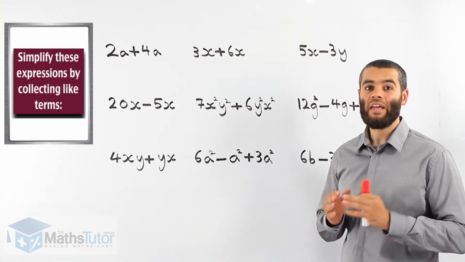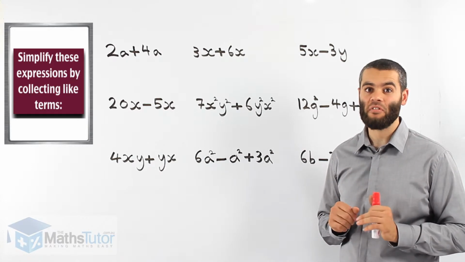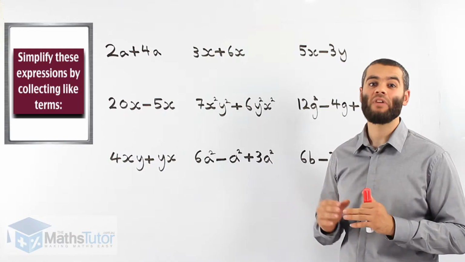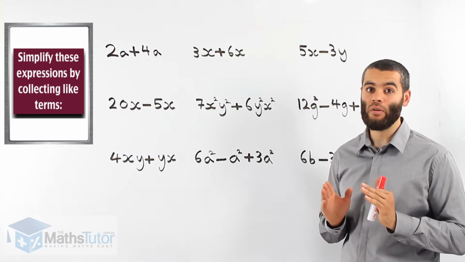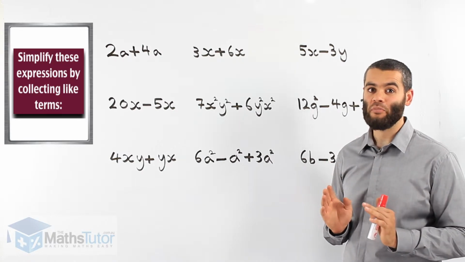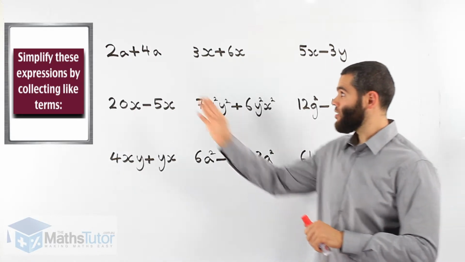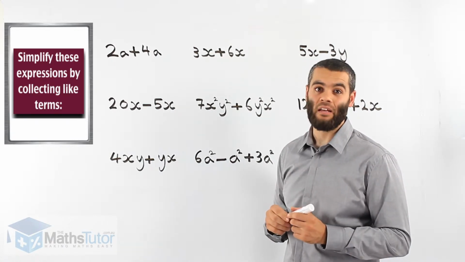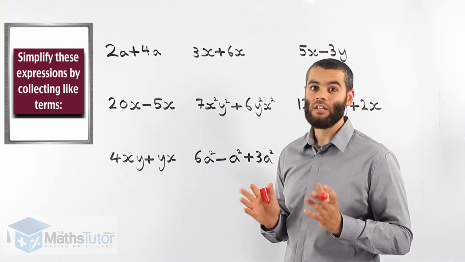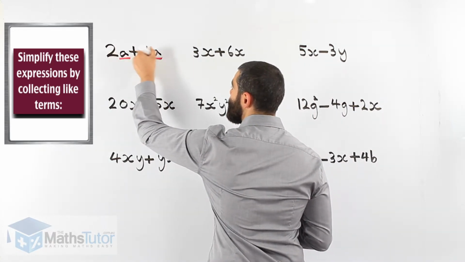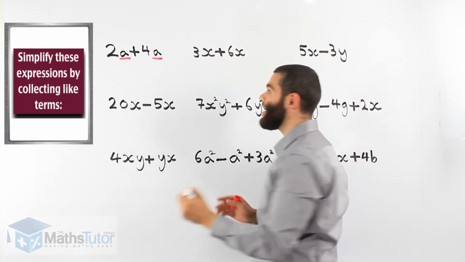Let's do that now. In these examples, we are now asked to collect like terms. When we're asked to collect like terms, it actually means add and subtract the like terms only. Remember, the rule is we can only add or subtract like terms. Let's get started. This example here, 2a plus 4a. Are they like terms? Well, do they have the same pronumerals? A and a. Yes.